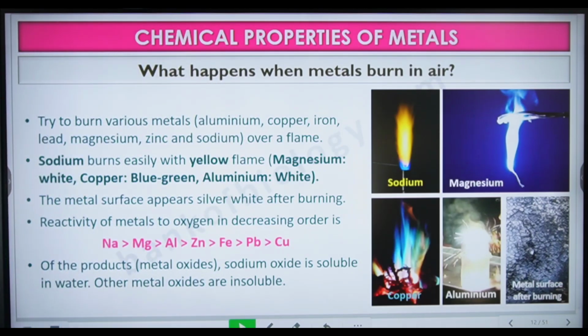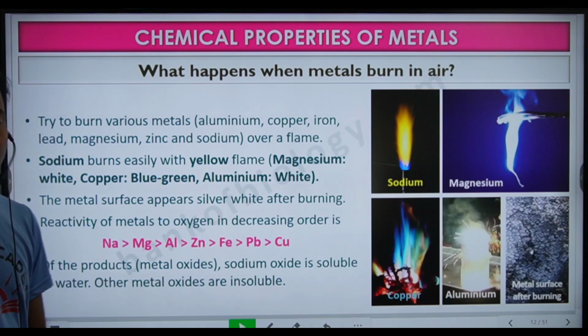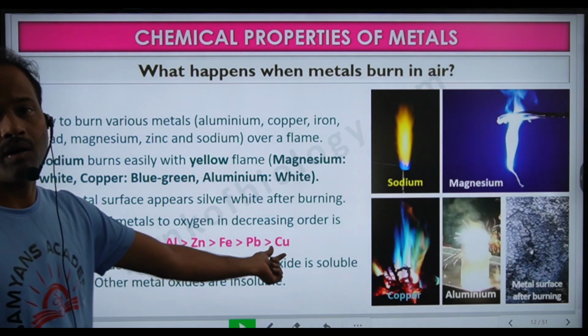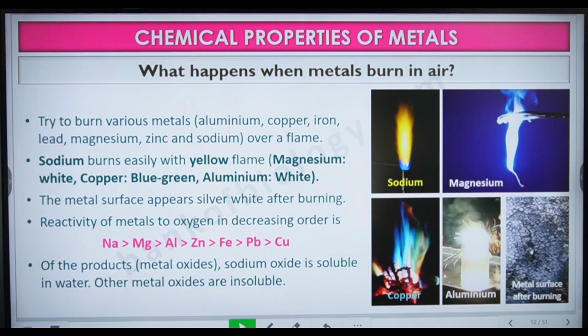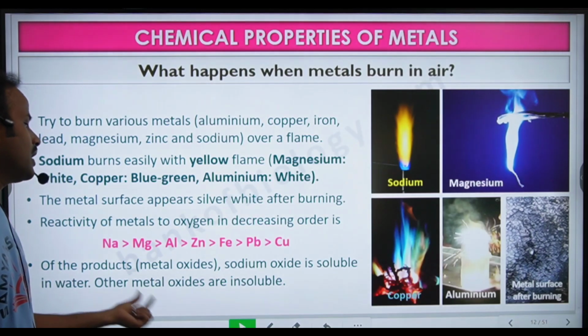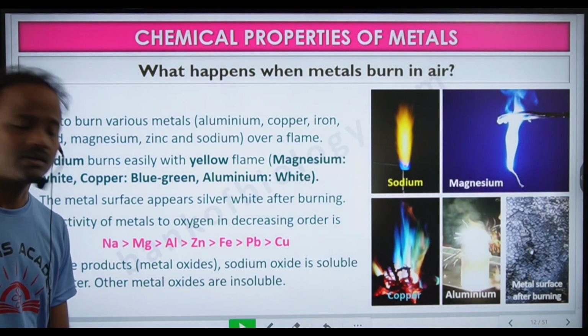The reactivity of metals to oxygen, in decreasing order, is sodium, magnesium, aluminum, zinc, iron, lead, copper. It means sodium is the most reactive element, then magnesium, after that aluminum, and finally copper has the least reactivity. Of the products, metal oxides are there. Sodium oxide is soluble in water. Other metal oxides are insoluble in water.